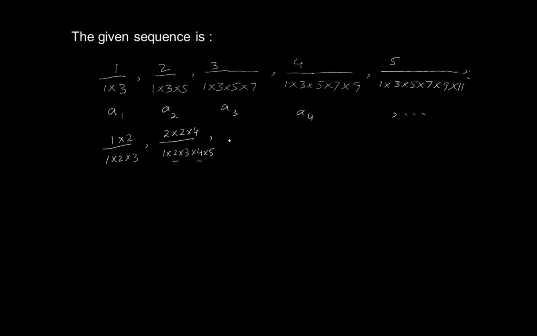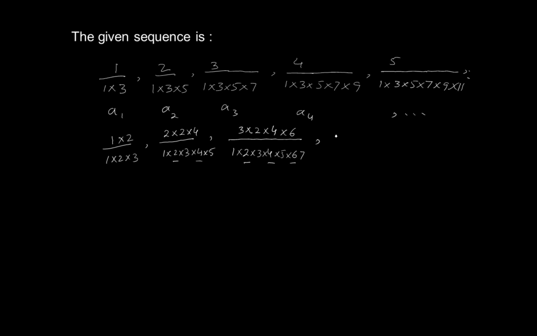Now in the third term, 2, 4, 6 are missing in the factorial of 7. So 2 is multiplied, then 4 is multiplied, then 6 is multiplied. So 2, 4, 6 are multiplied in the denominator, so will be multiplied in the numerator also.